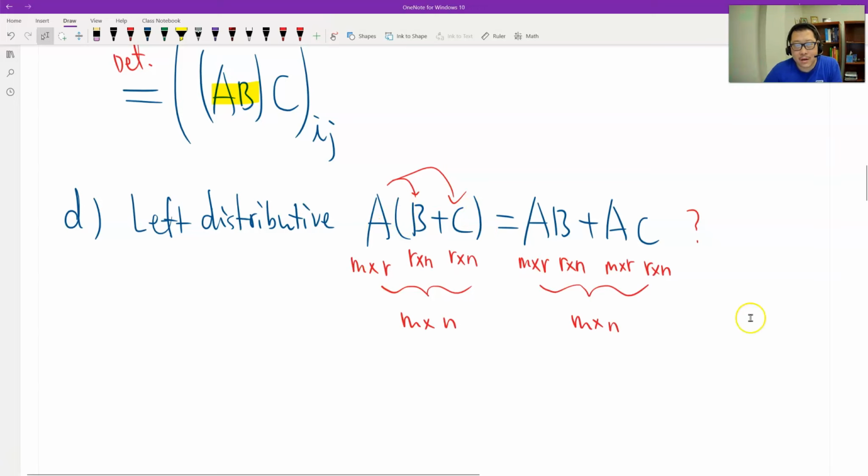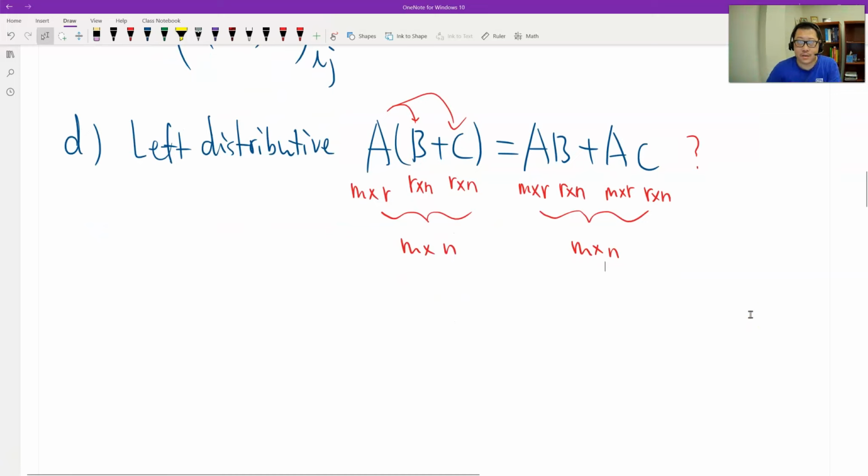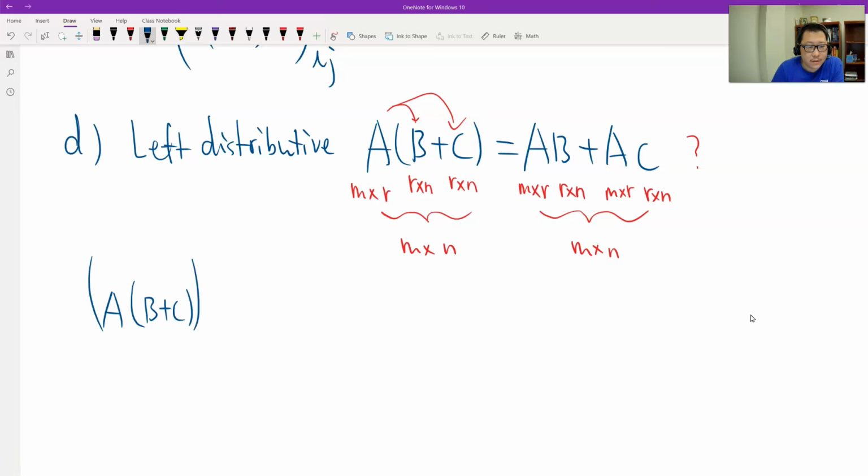And then we look at the general entry. We still have to use the summation definition. So we look at A times (B plus C). The general entry ij should equal, by matrix multiplication, a summation, right? So the ith row of A, let me put K as the index, and then the jth column of B plus C.